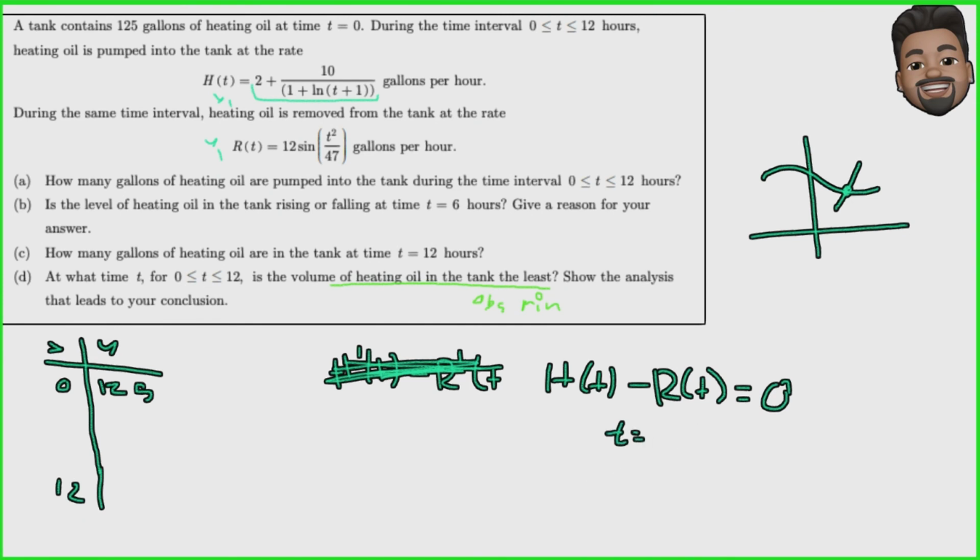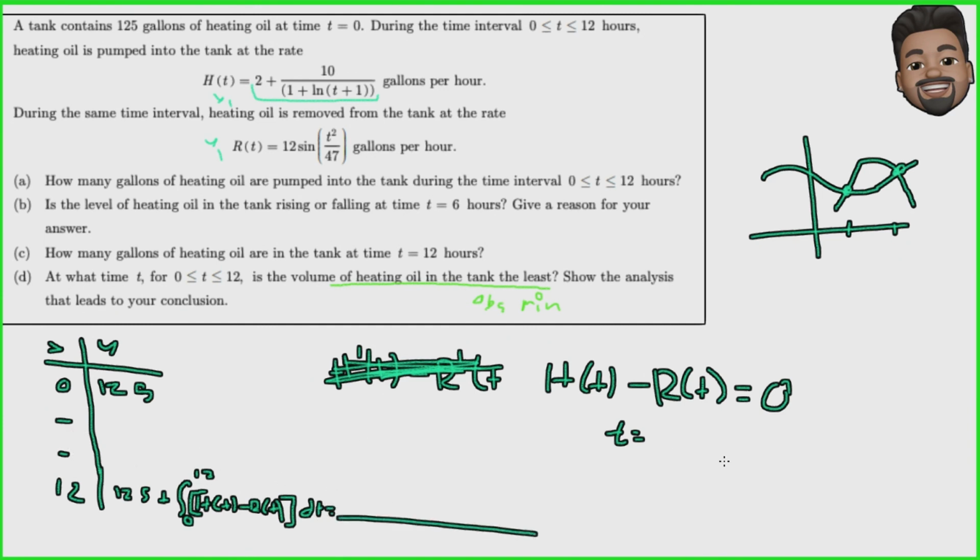T is equal to, and I'll actually end up getting two separate values, one here, and I got to put them here, and then I'm going to have to test them out. Now, how do we figure these out? Well, we're going to have to do, for example, 125 plus the integral from 0 to 12 of H of T minus R of T. You can do them separately or you can put them together. It's up to you. dt, we need to figure this value out.